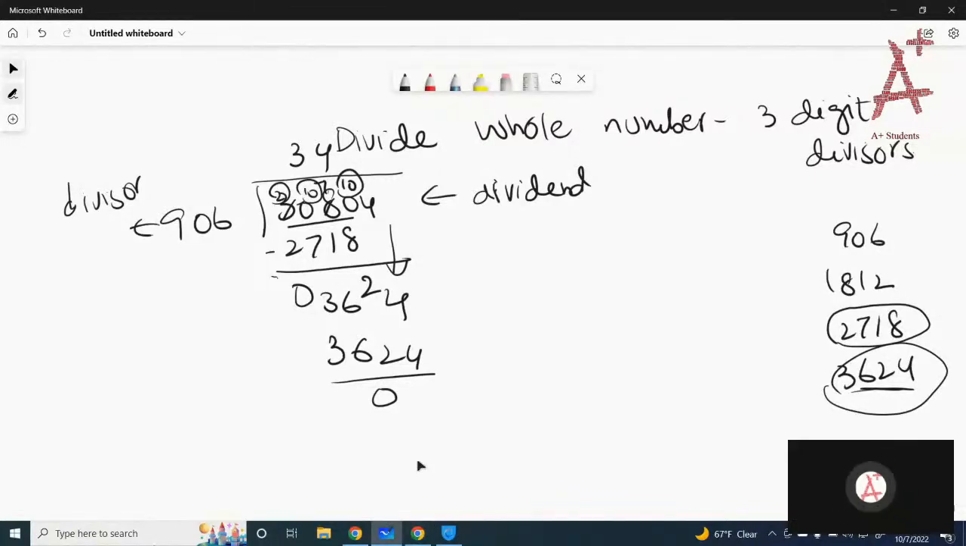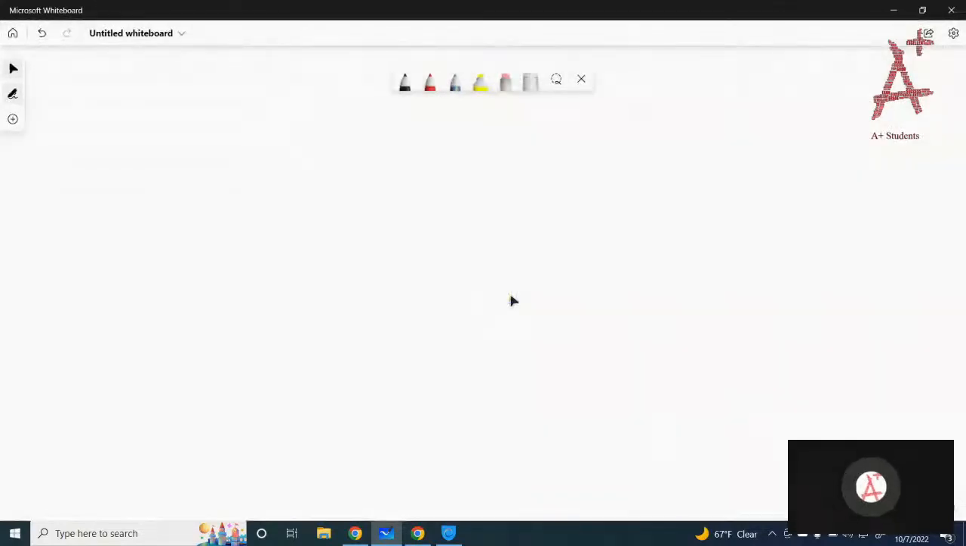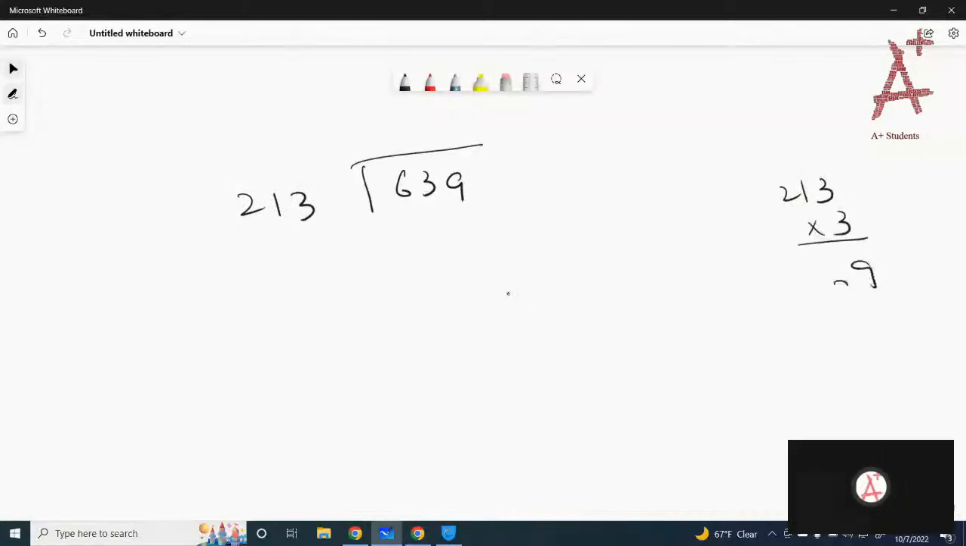Okay, the first one is 639 divided by 213. Probably 213 times 3 is 639. 3 times 3 is 9, 3 times 1 is 3, and 3 times 2 is 6. Yes, 213 times 3 is 639. Got it? And so when you subtract them, the answer is 0. So the correct option is 3. Select the correct option and click on the OK button.